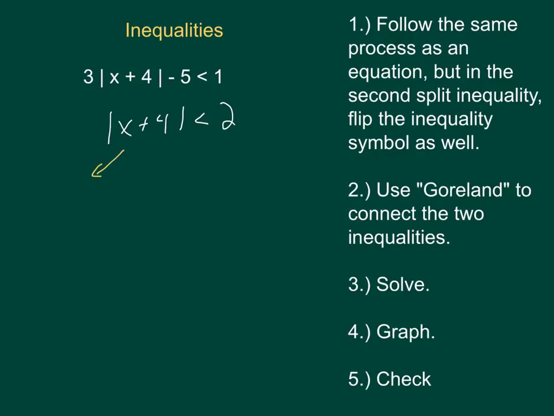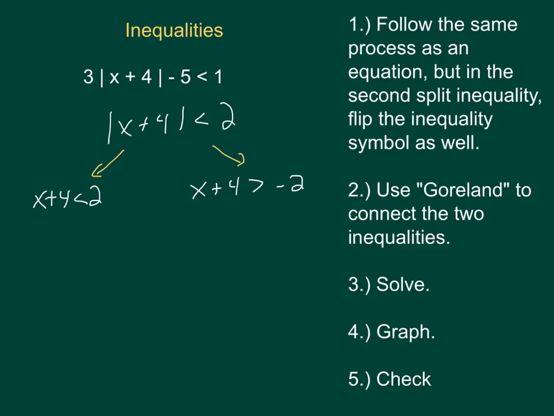I'm going to split into two different inequalities. The first one looks just the same as my original inequality, just without the absolute value bars. X plus 4 is less than 2. And the other one is going to be x plus 4. I'm going to multiply the 2 by negative 1, make that negative 2. And I'm actually also going to switch the inequality. Originally it's a less than, it's now going to become a greater than.